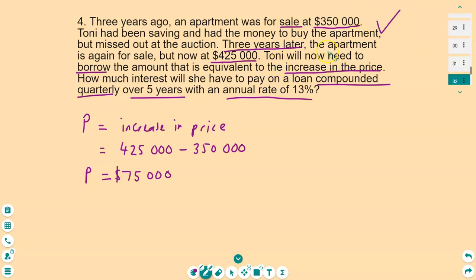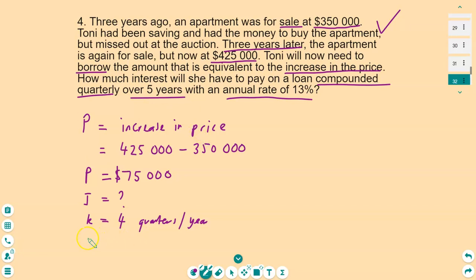It's nice. How much interest will she have to pay? Interest, that's what we're calculating. On a loan compounded quarterly. That's our magic value here, our K value. If it's compounded quarterly, I ask myself, how many quarters are there in a year? 4. That's our magic number. 4 quarters per year.